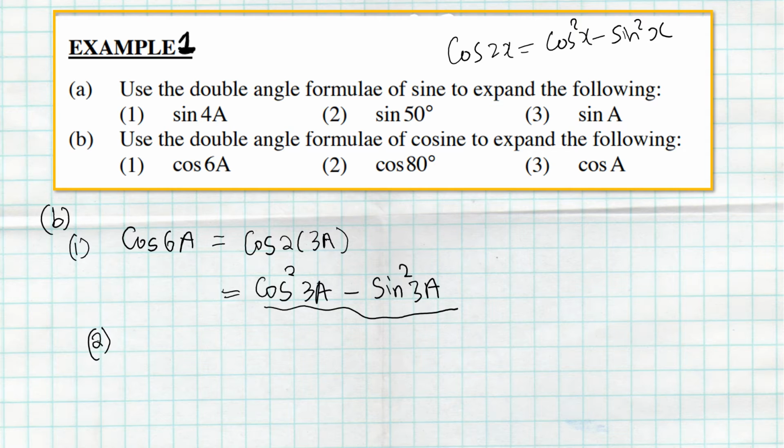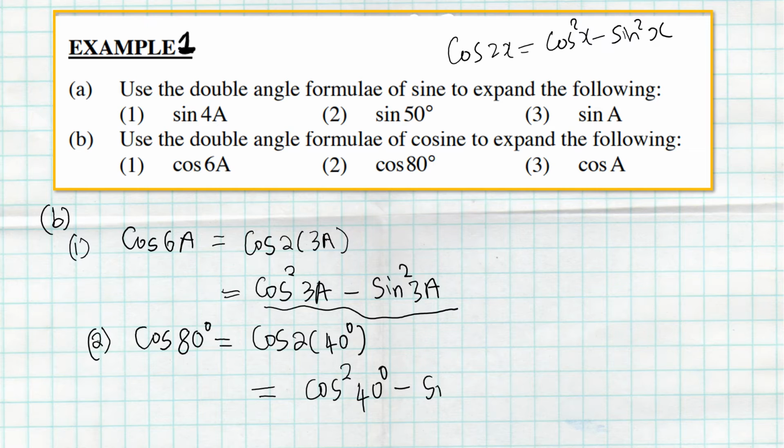As for 2, we are given cos 80 degrees, right? As a double angle of cos, we can write it as cos 2 into 40 degrees. Remember, for cos, it changes to cos squared angle minus sine squared angle. So this can be written as cos squared 40 degrees minus sine squared 40 degrees, in that way. Okay, let's go to 3.